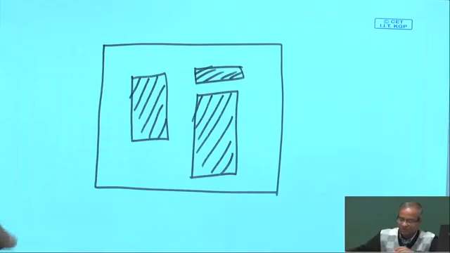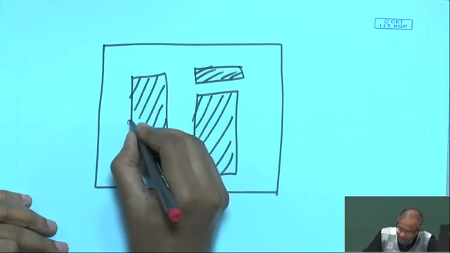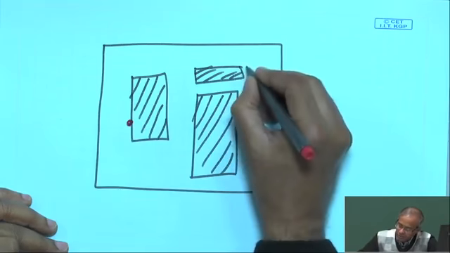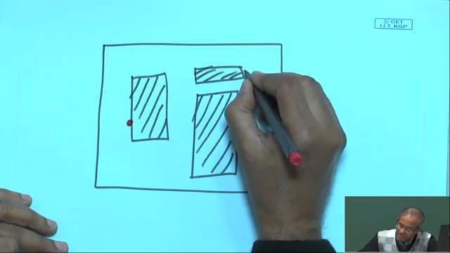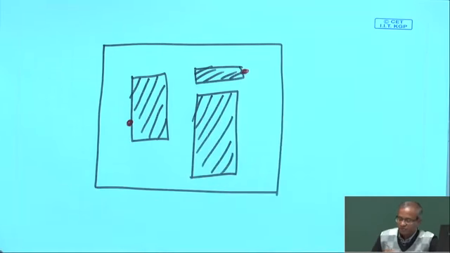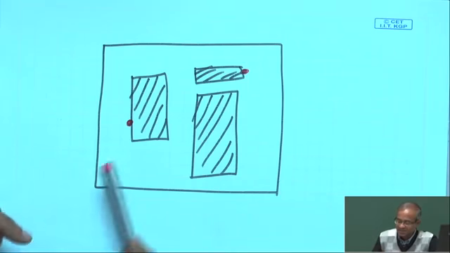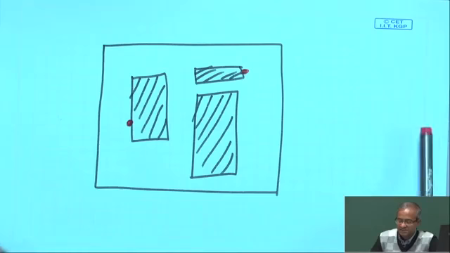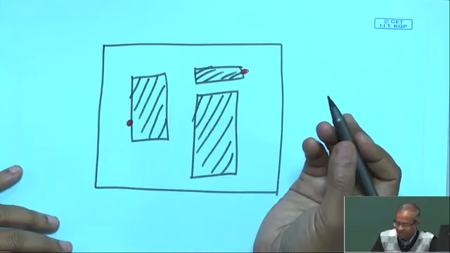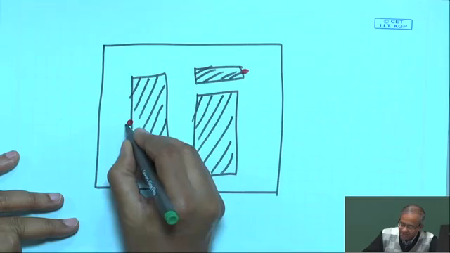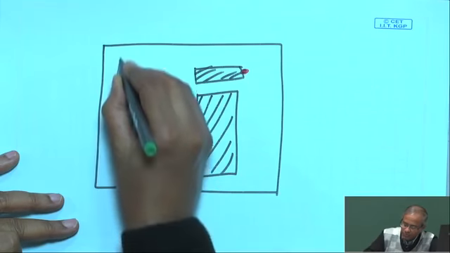Suppose I have a problem where I want to connect a pin which is located here to a pin which is located, say, here. Grid routing is about how to complete this routing overcoming these obstacles. There are so many alternate paths, so let us say this can be one alternate route.